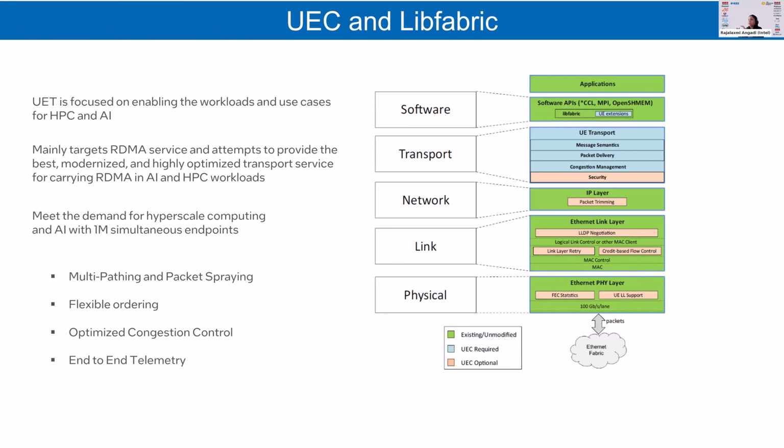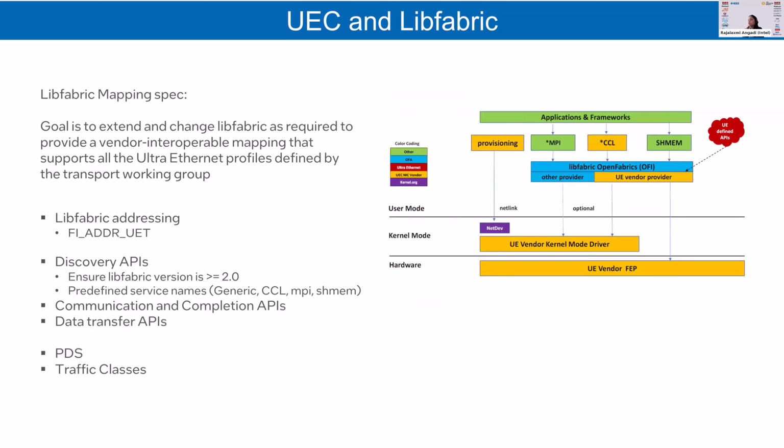So these are just quick touch points on the different features within the UEC stack, the Ultra Ethernet transport stack, that will have the mapping in the Libfabric layer also. So let's see what the changes in the Libfabric are to map to the UET. This diagram shows the software layers with the focus on the Libfabric and how the UET provider is fitting in. Basically, the goal is to extend and change the Libfabric to support the Ultra Ethernet profiles.